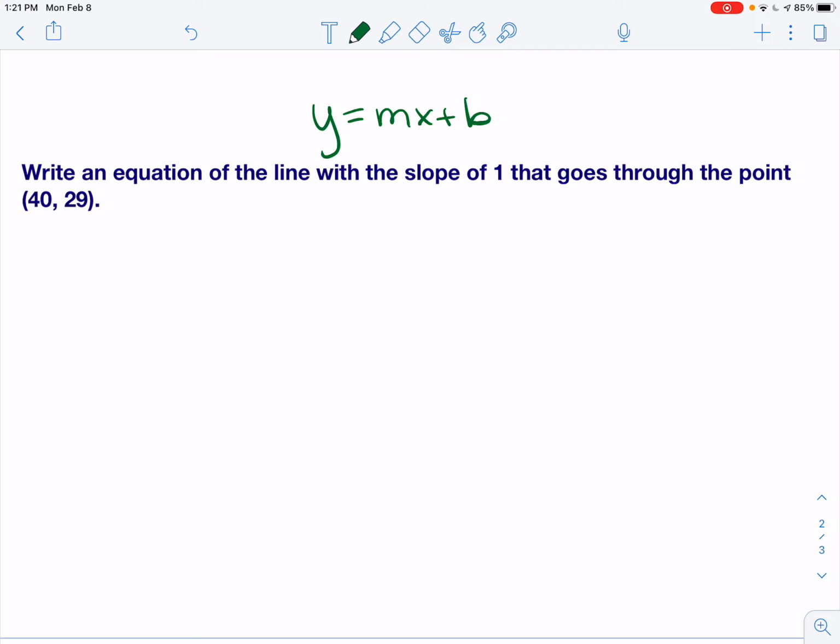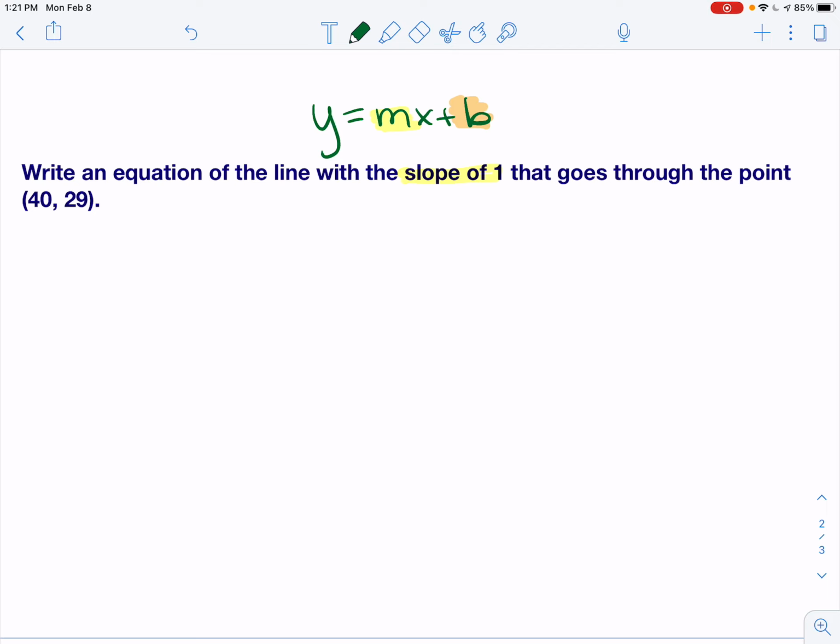Write an equation of a line with a slope of 1 that goes through the point (40, 29). Now this one's a little bit tricky. They give us our slope. They tell us that our slope is 1. But we need our y-intercept, and we don't have a y-intercept. We have an ordered pair, but our ordered pair does not have a 0 for x. So this is not our y-intercept, but we can use it to find our y-intercept.